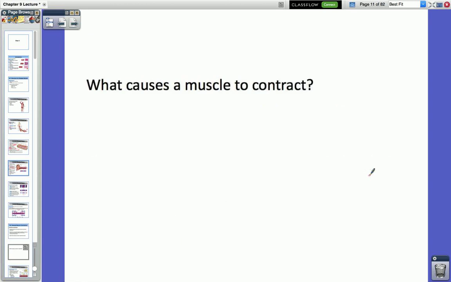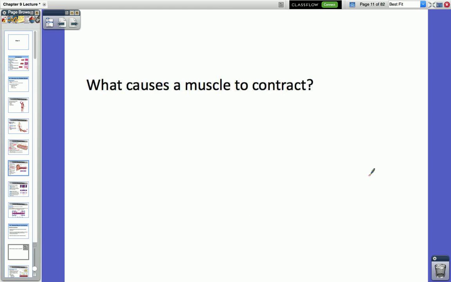So the first thing I want y'all to think about before we go into actually muscle contraction is what happens when you decide to contract a muscle. What causes a muscle to contract? For instance, if I said I wanted to flex my arm, what has to happen? And I mean, if y'all think, well, just pull up your arm and it will contract. Does it do it on its own? No. You have to think, okay, I want to flex my bicep.